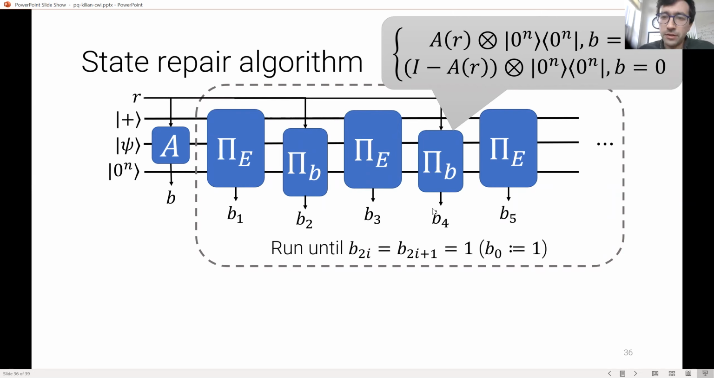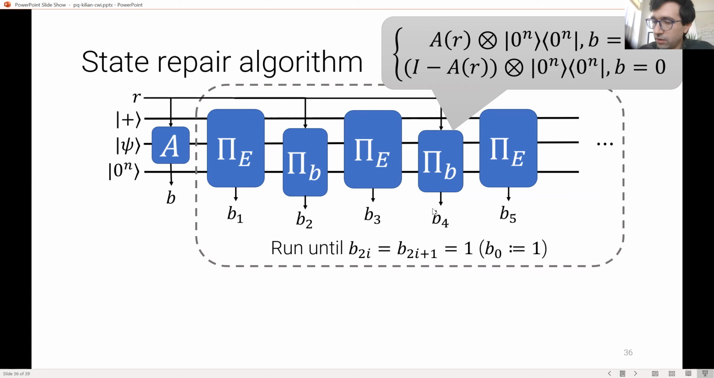And you repeat this until you get 2 successes in a row, for an even number and then the subsequent odd number. So we'll take b0 to be equal to 1. If you get a success for pi sub e the first time, then you accept. And otherwise later on, let's say you get a success for b4, then b5, then you're done.